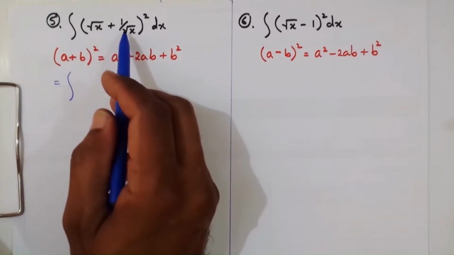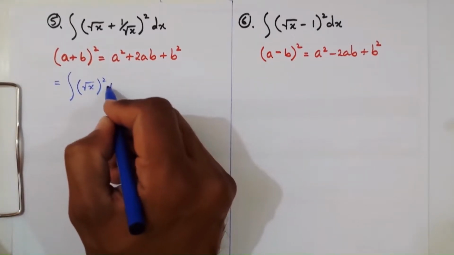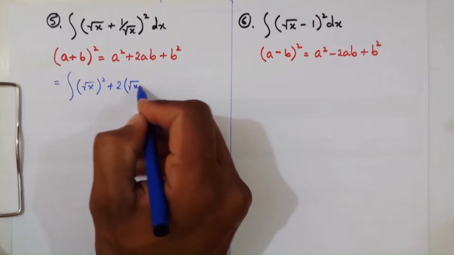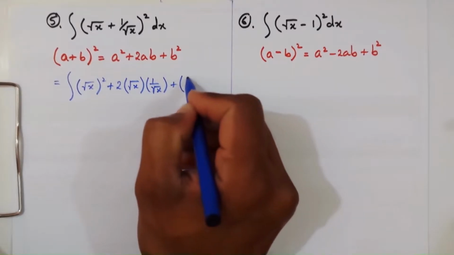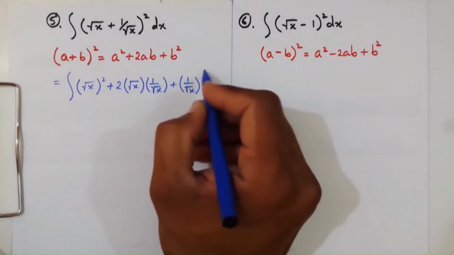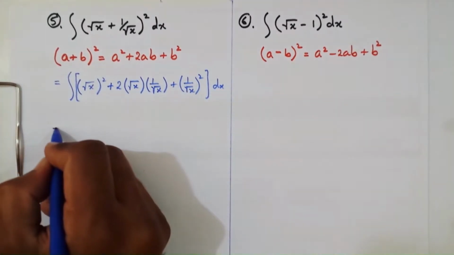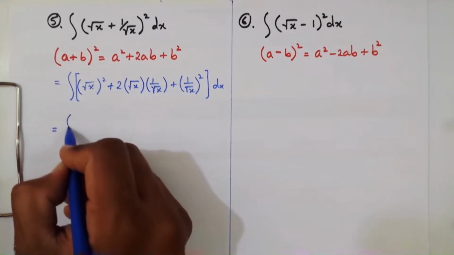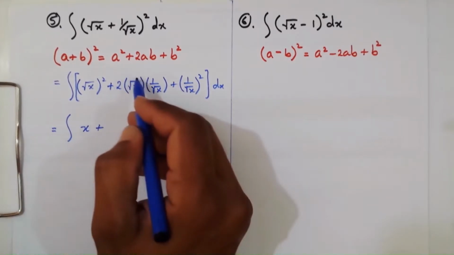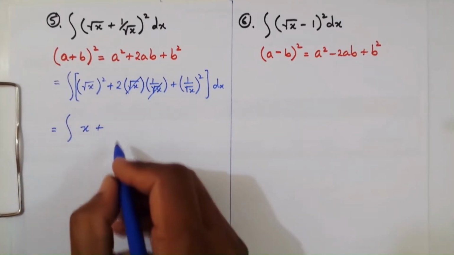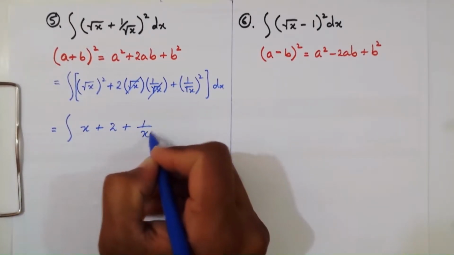This term is a and this term is b. A square plus 2 a into b plus b square. After cancellation of the square term with the radical sign x, this root x will cancel with this one 2, and here we get 1 by x.